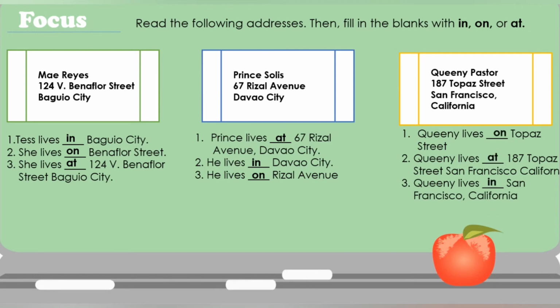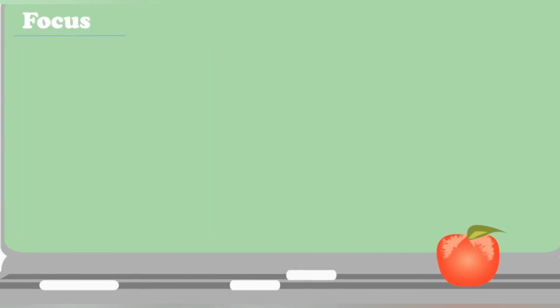Number 1, Queenie lives on Tupas Street. Number 2, Queenie lives at 187 Tupas Street, San Francisco, California. Number 3, Queenie lives in San Francisco, California. Do you already understand this concept, this topic?